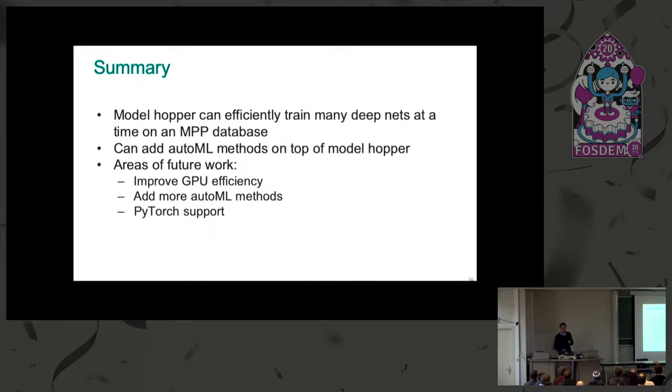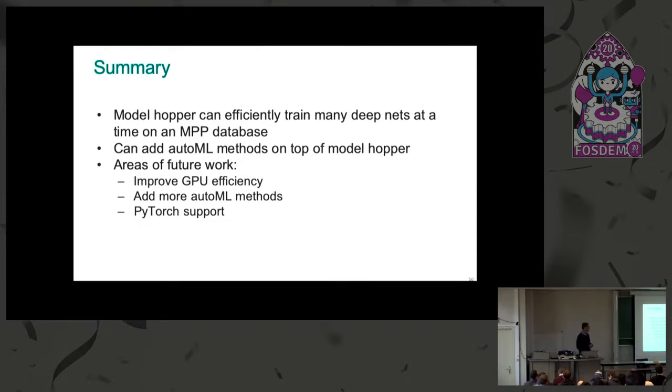So to wrap up, Model Hopper is an interesting approach for doing distributed training of deep nets. You can implement it in a massively parallel processing database like Greenplum. It works pretty well. It scales very well. You can add automated machine learning methods on top of that so that you have to do less work yourself in terms of selecting good models.